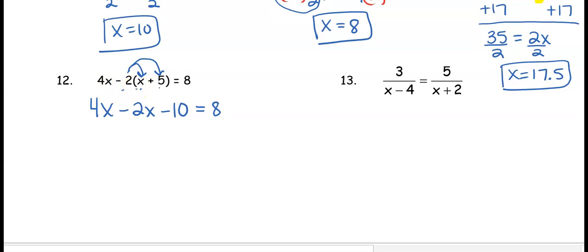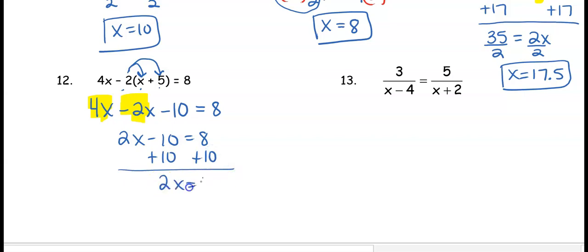Now we combine our like terms. We have a 4x and a negative 2x. 4 minus 2, that's going to give us 2x minus 10 equals 8. Now this brings us back to where we were right above to number 9. We move our 10 over by doing the opposite. We add it. 2x equals 18. We're multiplying by 2, so we move it over by dividing by 2. And we get x equals 9.